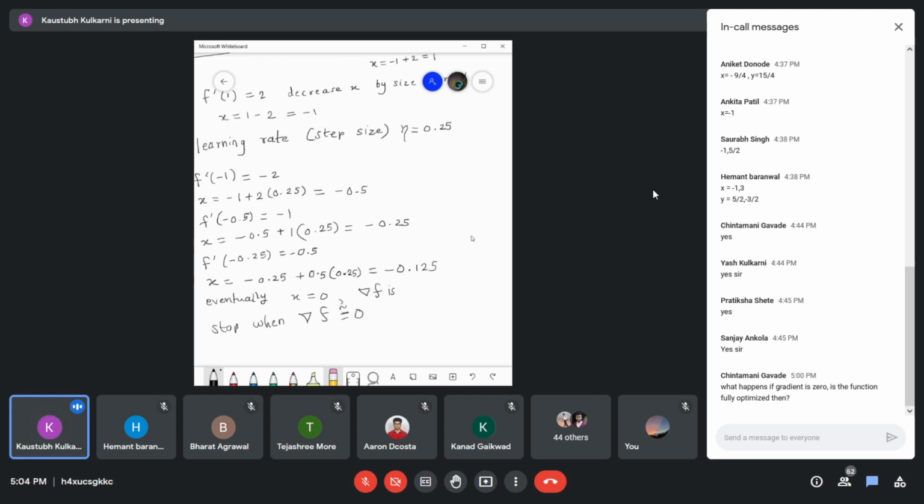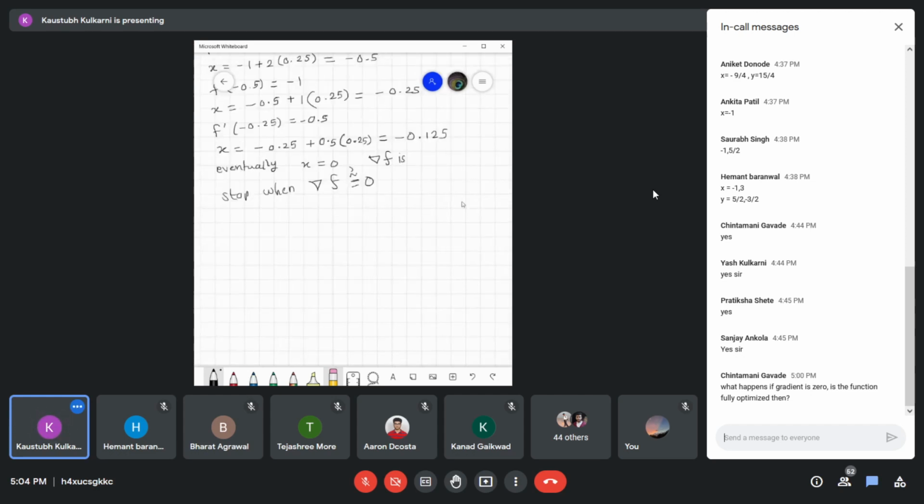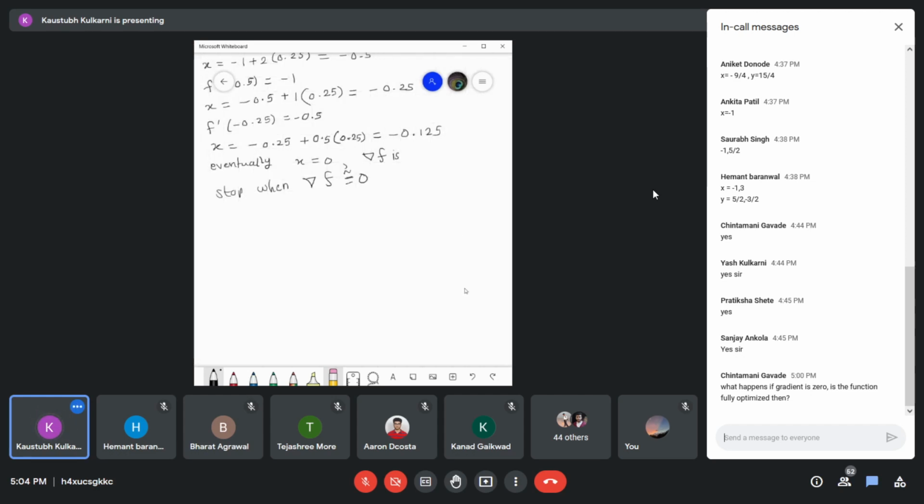Derivative is also going on decreasing. If you see, it was -2, -1, -0.5. If you further proceed here, that is f of -0.125, it will be -0.25. So derivative is also decreasing. At some point derivative will be close enough to 0, and then we'll stop it. So this process, if I put in form of an algorithm, it is called the gradient descent algorithm, basically.